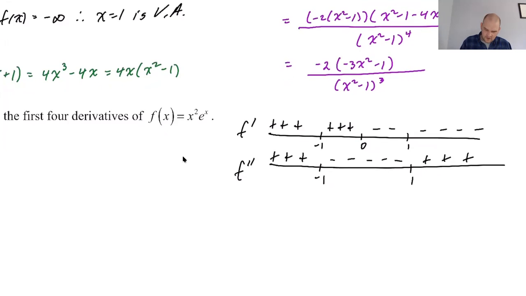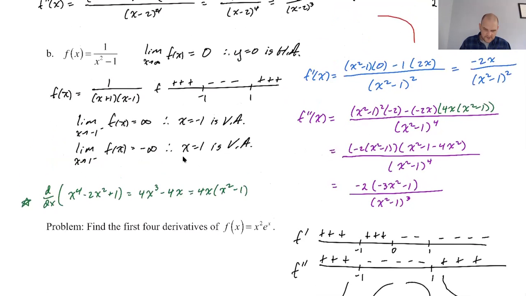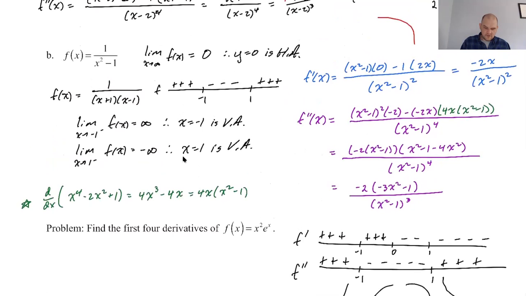Okay, so increasing concave up, increasing concave up, increasing concave down, decreasing concave down, decreasing concave up. That decreasing concave up, something like this. We also have all of our asymptotes. We have asymptotes at 0, negative 1, and 1.